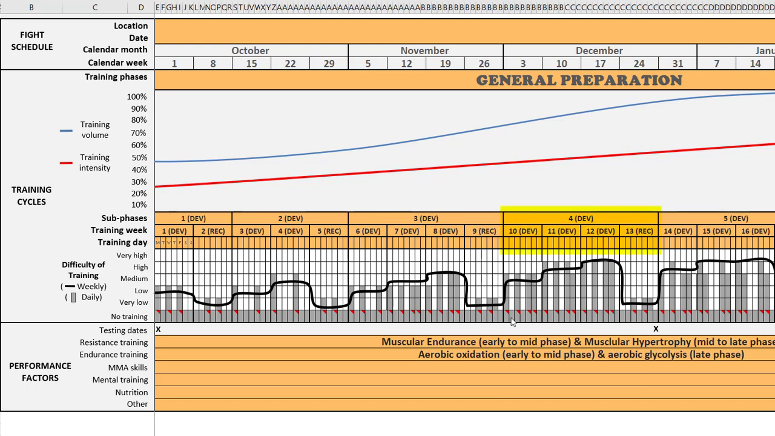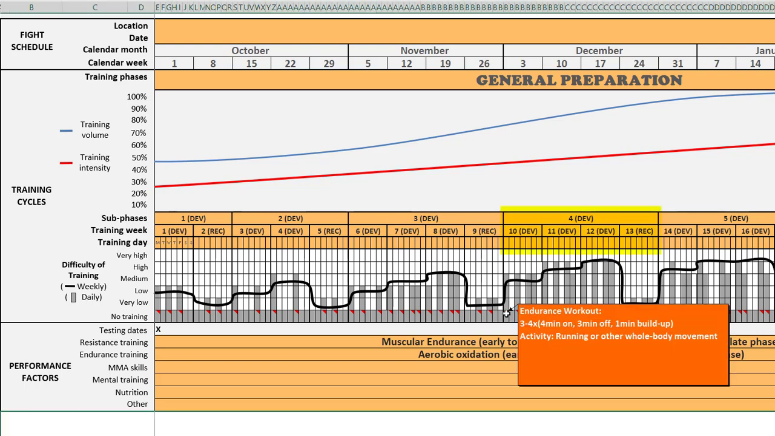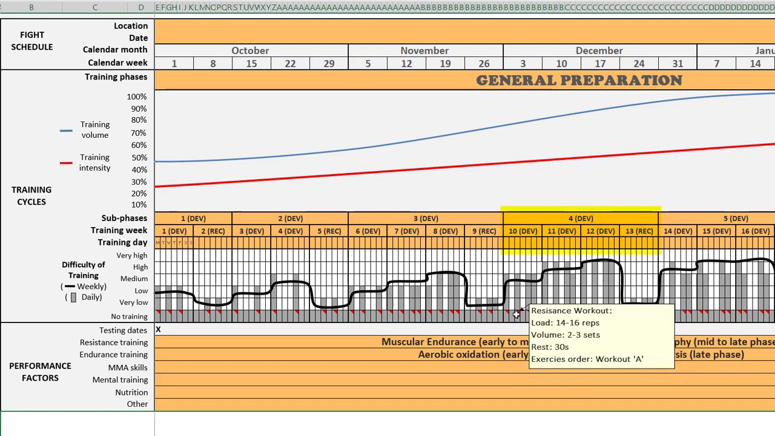Let's now have a look at the fourth subphase. So the big difference in this subphase is that we are decreasing the work interval here. We were at 5-minute work intervals, now we're down to 4-minute intervals, and that is enough to increase the intensity, and that's our approach here at the MMA Training Bible. So we're doing 3 to 4, 4-minute intervals on, 3 minutes off with 1-minute build-up. You need more rest to dissipate the fatigue associated with that higher interval.